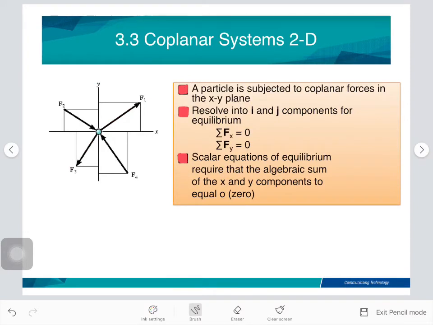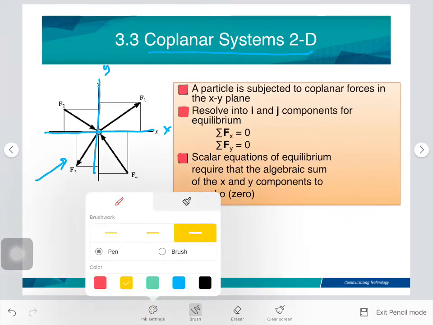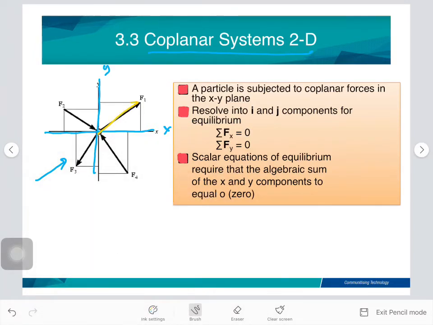Now we want to study a particle in a coplanar system in 2D. So this figure, okay, let's say a particle is subjected to coplanar forces in X and Y. So here we have X, we have Y, X and Y. So if we have forces here, we have F1, here we have F2, and then F3, and then F4 here.